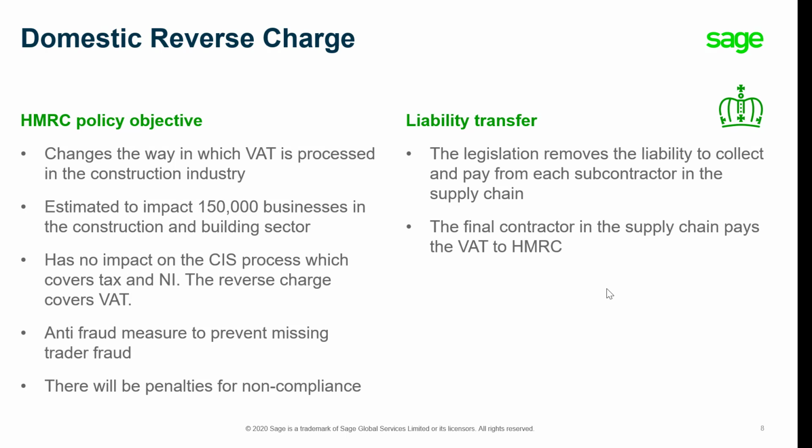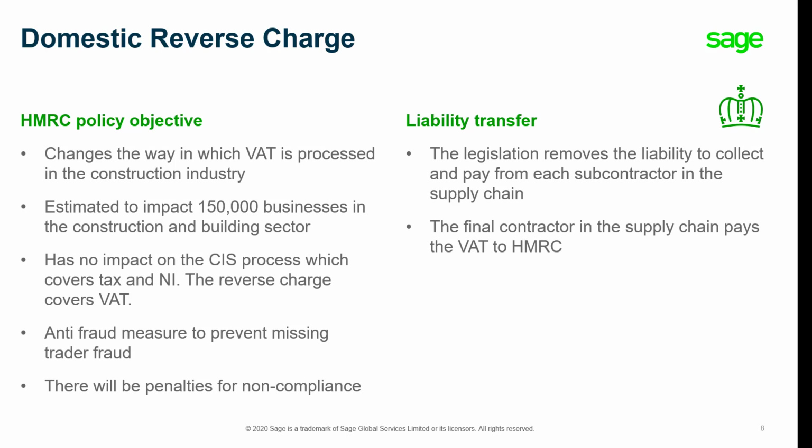So the domestic reverse charge changes the way that VAT will be processed within the construction industry. It has no impact whatsoever on the current CIS process of withholding tax for your subcontractors. It's an anti-fraud measure which is being introduced to prevent something called missing trader fraud, which we'll cover on the next slide. It's believed that this legislation could affect 150,000 businesses in the construction industry. And as you all know from other legislation changes, there will be penalties for non-compliance.